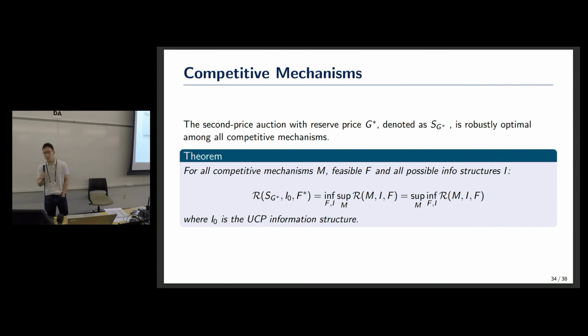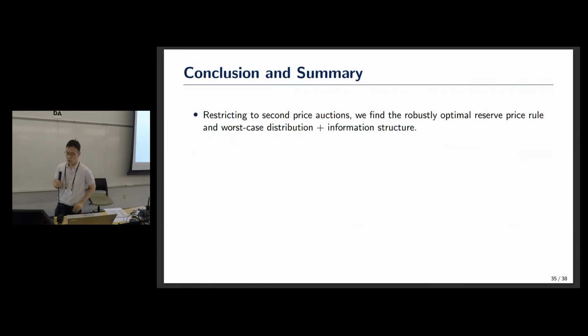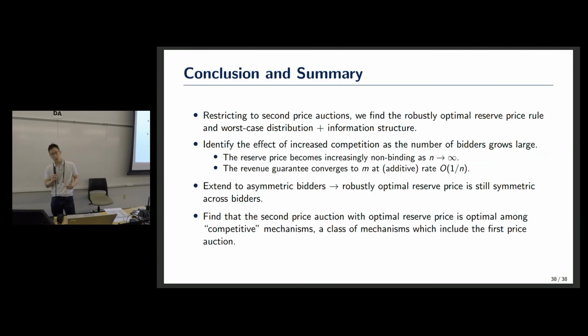And what's nice is that this very concretely, in this kind of robust setting, makes a comparison between different auction mechanisms beyond DSIC mechanisms. And just to conclude, we first look at second price auctions, find the best reserve price and the worst case distribution, and then we use this to identify the effect of increased competition as the number of bidders grows large. We extend this to asymmetric bidders and find that a robustly optimal reserve price is still symmetric. And then we find that basically this auction mechanism is optimal within a wider class of Bayesian mechanisms. Okay, thank you.